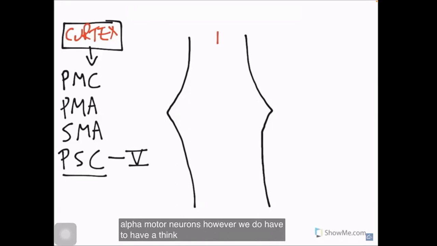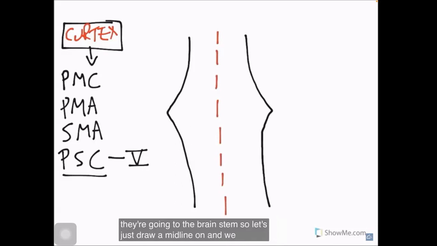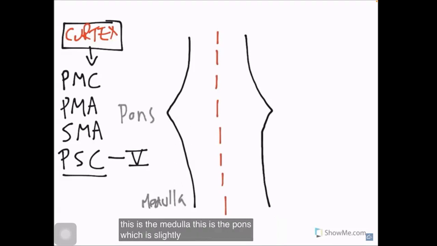However, we do have to have a think about where they're going on this occasion, and they're going to the brainstem. So let's just draw our midline on, and we can label down here, this is the medulla, this is the pons, which is slightly wider, and up the top here we have the midbrain.